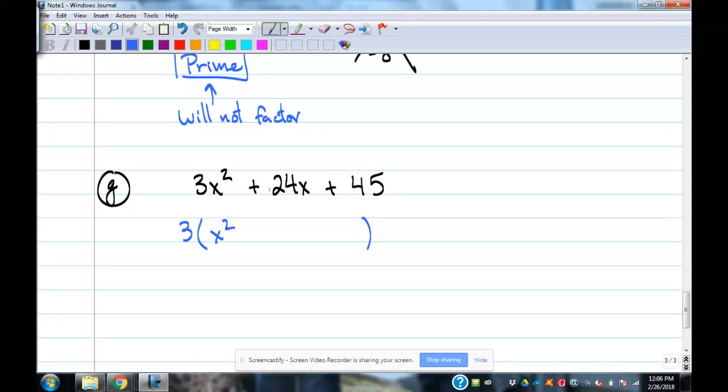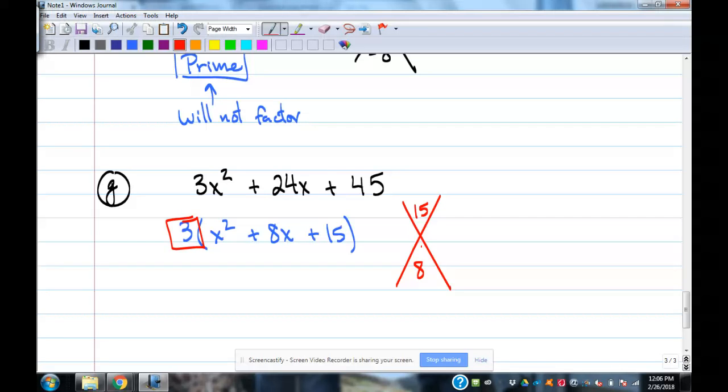The x squared. How many times does 3 go into 24? How many times does 3 go into 45? Okay, so we have this trinomial left in the parentheses. We try to do the X method with it. What goes on the top of that X? 15. Remember, this 3 we've pulled out is stuck in this box. It's not doing anything, just riding along. What goes in the bottom?